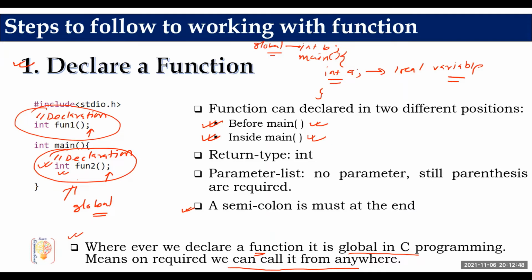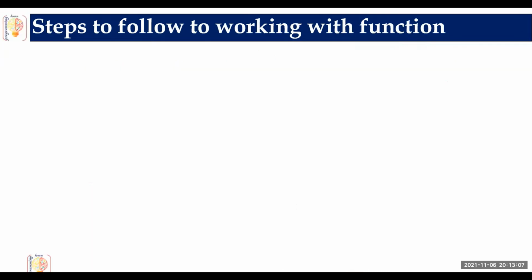Declare it in between the header files and the main function. Do not put the function declaration before the header file. The header file should be the first line written in your code if you require any header file. Step number 1, declaring a function. So our declaration is over. Next.